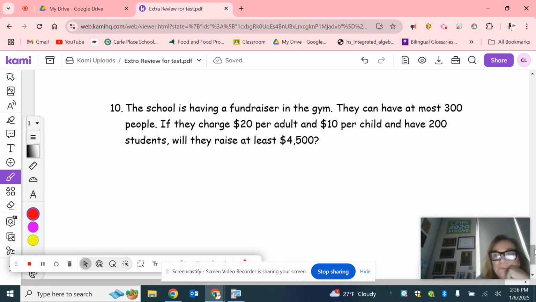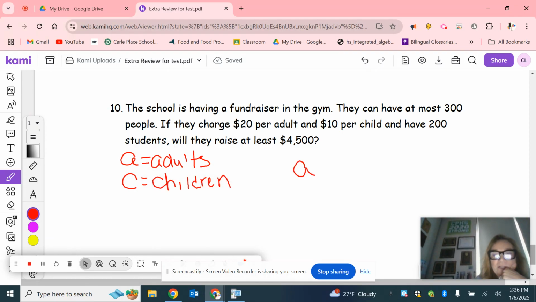Okay. A school is having a fundraiser. They can have at most 300 people. They're charging for adults and children. So I'm going to use A for adults. I'm going to use C for children. Okay, so adults plus children has to be less than or equal to 300, because it's saying at most 300.